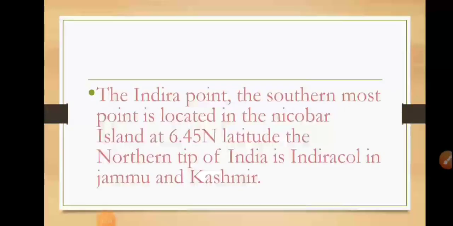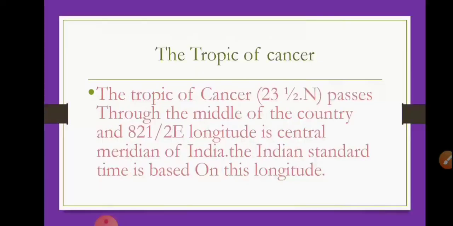Here you can see, children, I have clearly mentioned each and every point in this video. The Indira Point is the southernmost point. It is located in the Nicobar Islands at 6.45 degrees north latitude. The northern tip of India is Indira Col in Jammu and Kashmir. Okay, we will move forward.